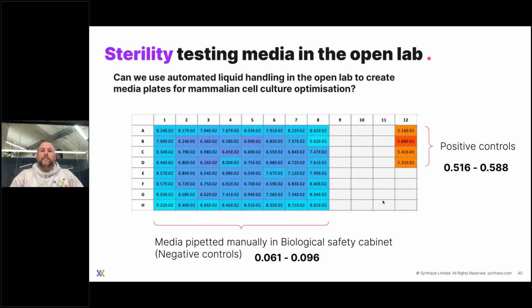This is the absorbance data from a control plate that used the same media but was pipetted manually and in a biological safety cabinet. The media by itself was the negative control, giving us the reading for the absorbance of the media with no contamination, with the readings being between 0.06 and 0.09. The positive controls were made by adding E. coli into the media, and so these were the impacts on absorption if things did become contaminated and turbid, and here we're measuring around about 0.5.